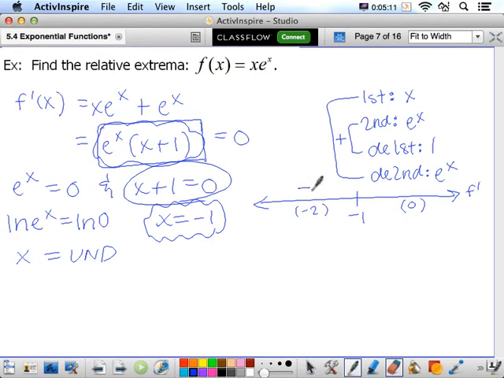Okay, so it's decreasing from negative infinity to negative 1. And if I put 0 in, I get a positive 1. Okay, so it's increasing from negative 1 to infinity. So the only relative extrema I have occurs here, if it's defined. And that would be a relative minimum, because it goes from decreasing to increasing, and that would occur at negative 1, comma.